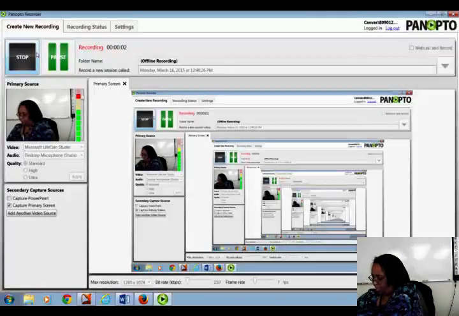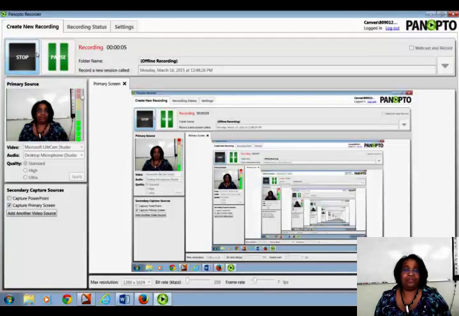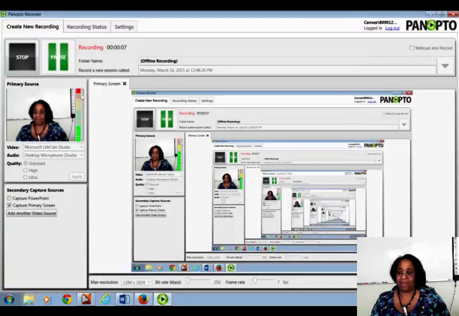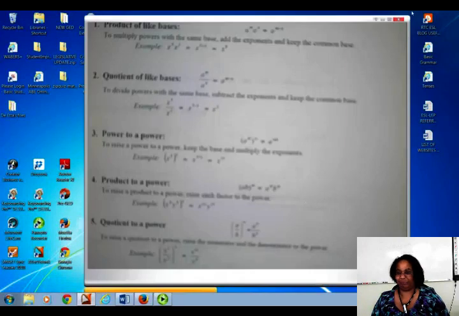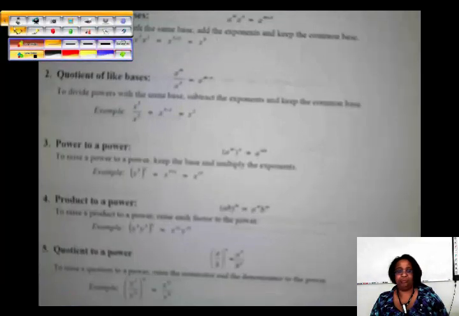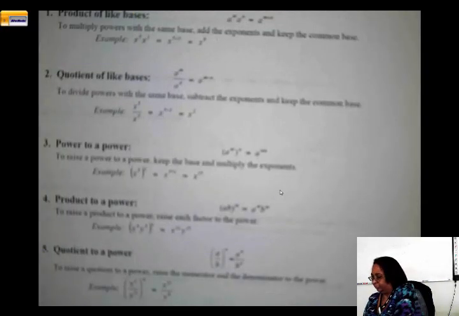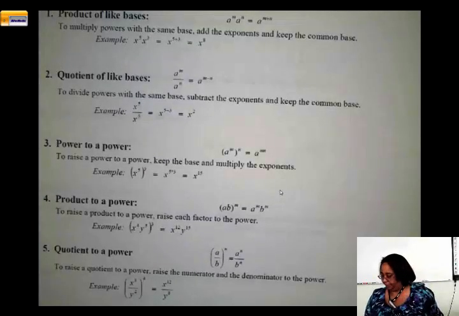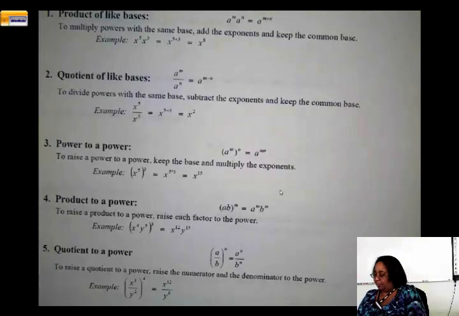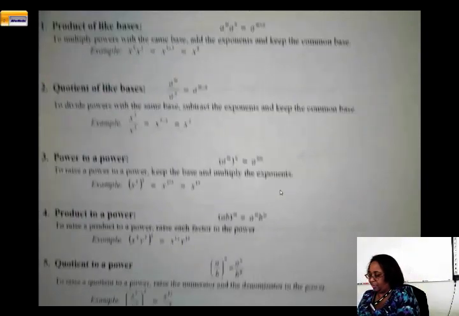Okay, you guys, let's go to the rules for this packet. Yes, it's on page 2 of your packet today. Now, rule number 1, you guys have seen what an exponent is.